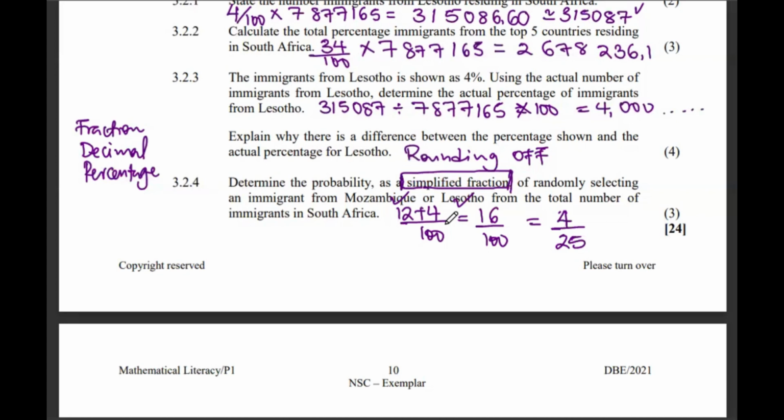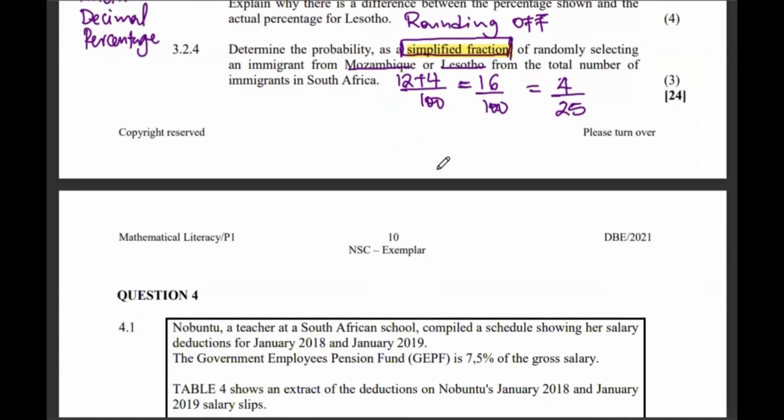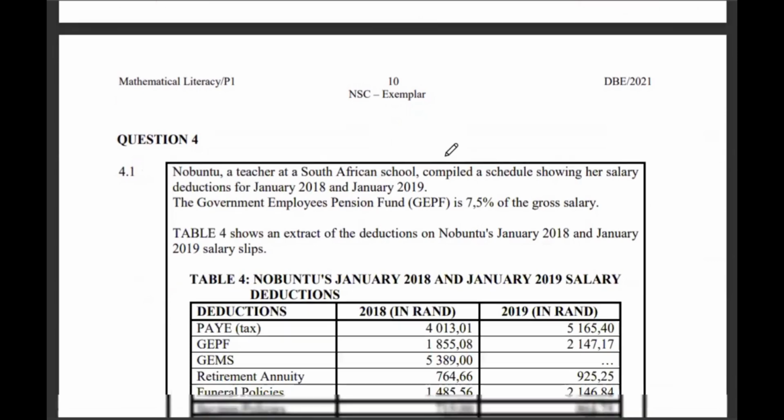Can I ask, what did we do to get 4 over 25? We took the percentage of people from Mozambique, 12, plus the percentage from Lesotho, 4. That's 16. We are looking at the percentage from Mozambique and the percentage from Lesotho, so we add them and divide by 100, because they are all percentages. So I've got 16 over 100. When you reach this moment, put 16 over 100 in the calculator and it will give you a fraction. That's the fraction you write, especially when they ask for simplified. So your answer has to be a fraction, 4 over 25. That's what we call simplified. All right, let's look again.